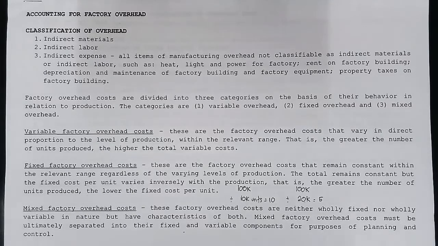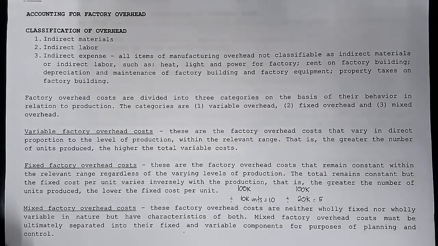An example of this is the telephone bill, the mobile bill, wherein there is a variable portion related to either the number of calls or the amount of data used for the internet, and there is also a fixed portion, which you pay monthly as a fixed amount whether or not you use your phone. So that is an example of mixed factory overhead cost.